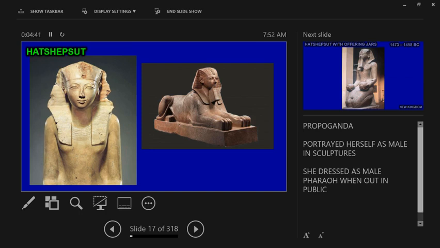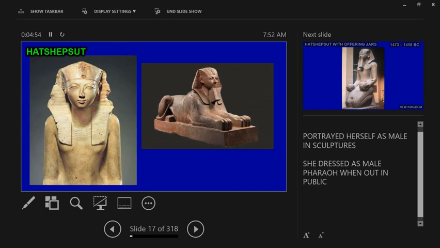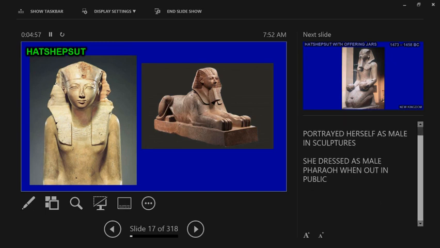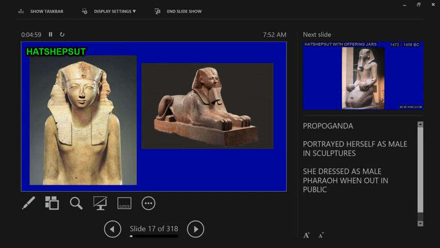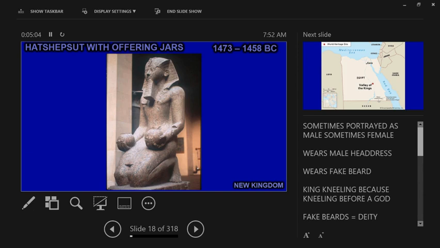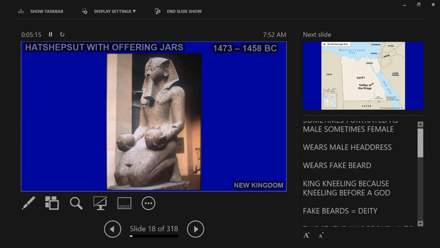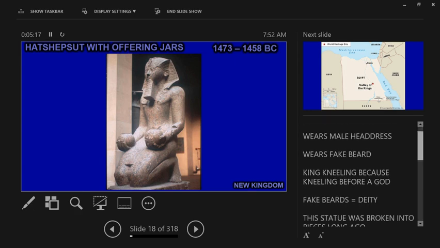So this is a sculpture of Hatshepsut, but there's a lot of male attributes to it. Another sculpture of Hatshepsut that has a lot of male attributes to it. And when she was out in public, she dressed as a male. Here's another one of the sculptures of Hatshepsut, and notice that she has a chest instead of breasts. Sometimes she portrayed herself as male, sometimes female.